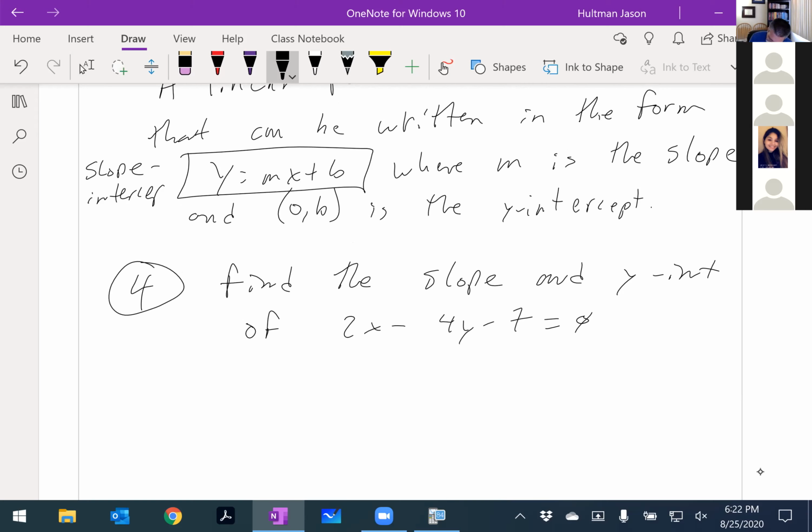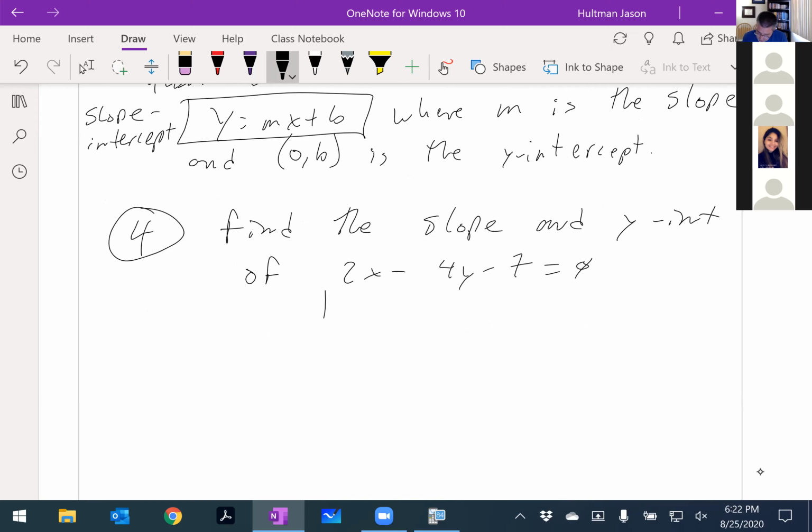Slope-intercept form, okay? And I know I'm probably not teaching this to anybody for the first time in their life, but I do need to make sure that we're all on the same page going into chapter 1. So I don't want any gaps in understanding. Let's find the slope and y-intercept of this. So I want to solve for y.